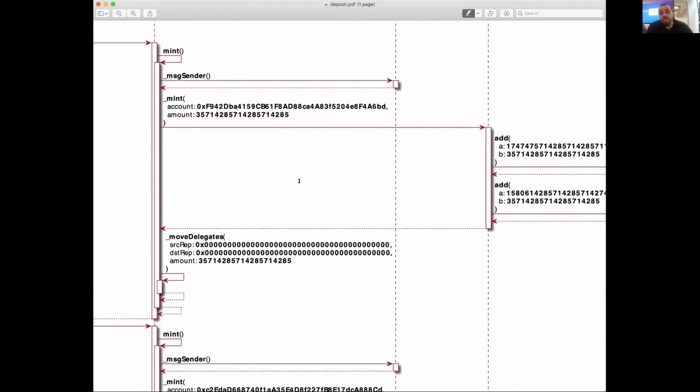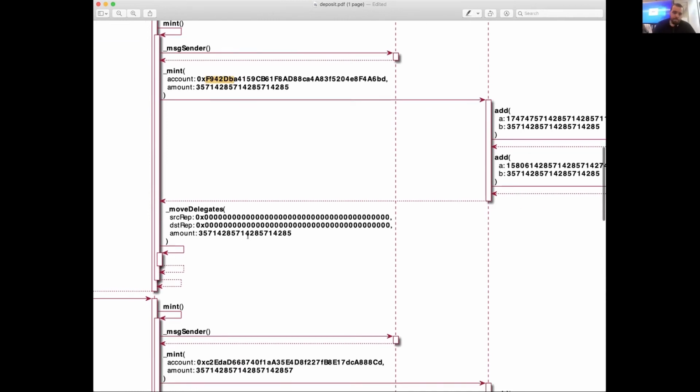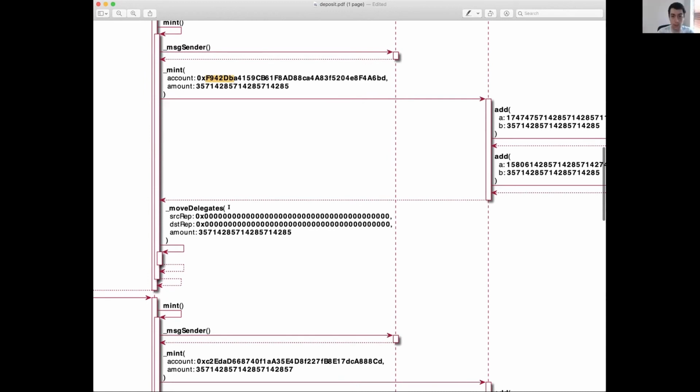Yeah, because if 2 had a delegate, this is the moment where the delegate structure would be updated. So it doesn't do a special case. And regardless of whether 2 has something delegated or not, it moves delegates. Oh, I see. So if 0xF9 had previously delegated, this would reset? I see. Okay, so that's why it's necessary during minting.